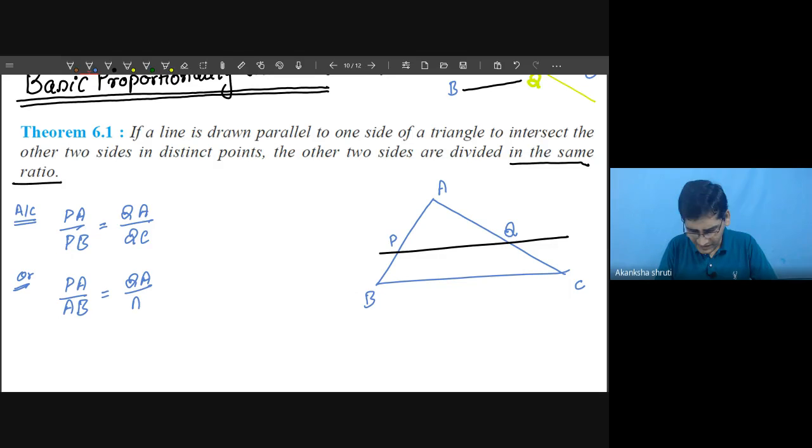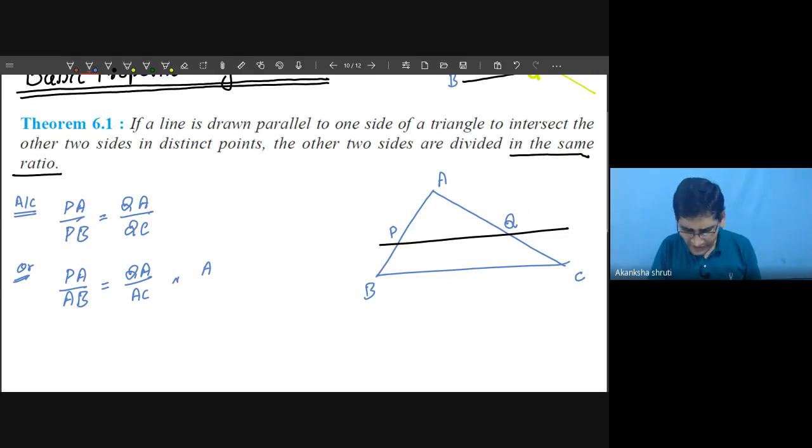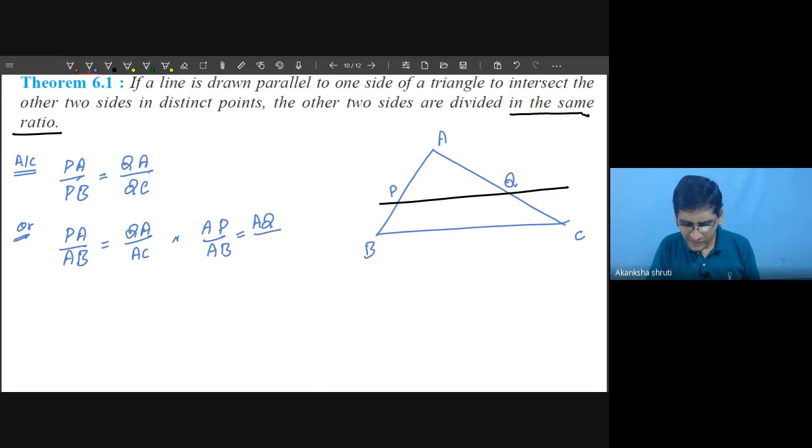Whether you are writing this as PA by AB is the same as, in place of QA, you may write this as AQ by AC. So both mean the same thing.